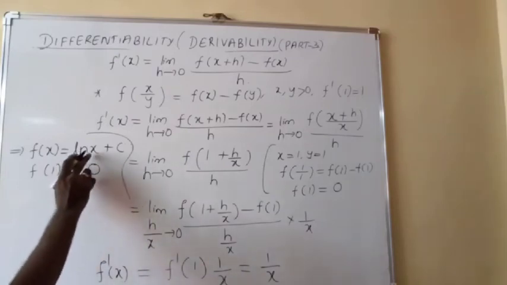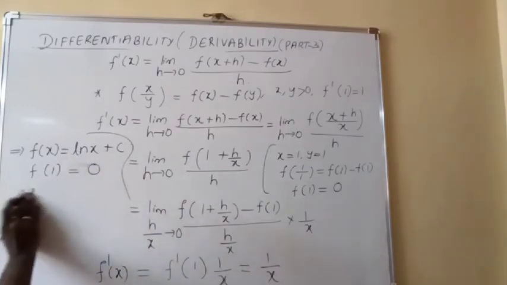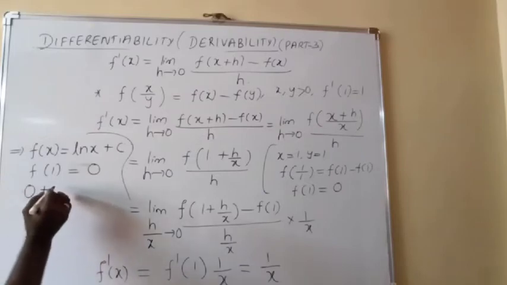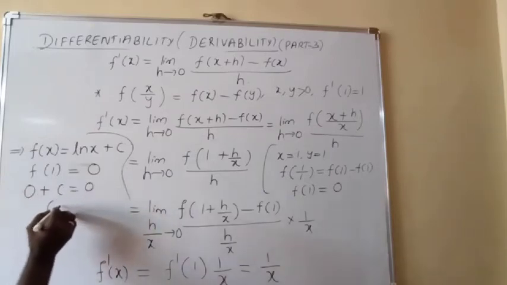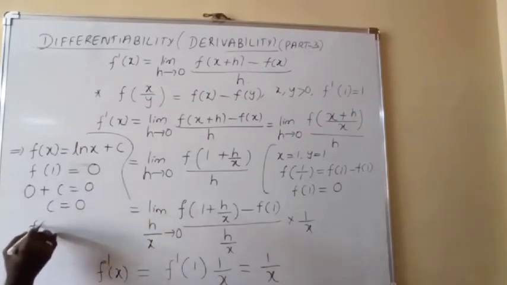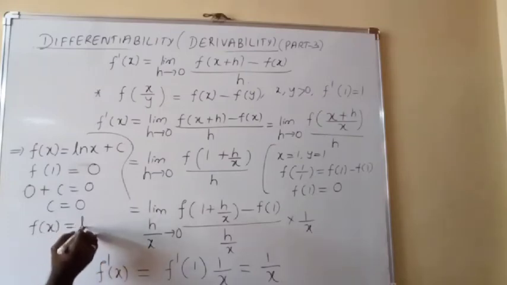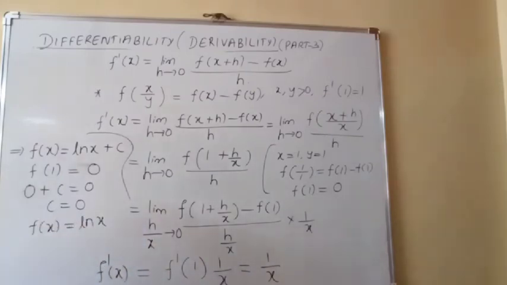So if you put x value 1 here, what you will get? ln 1 is 0, so 0 plus c is equal to 0. What c value will you get? 0. Thus f of x is equal to log x to the base e, or ln x.